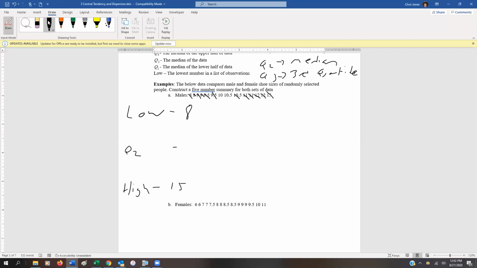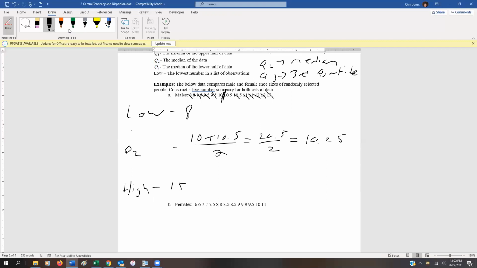And notice what happens is that we end up with 2 middle numbers. We end up with a 10 and a 10.5. And you might recall that if we have 2 numbers in the middle, we just add them and divide by 2. So 10 plus 10.5 divided by 2, that's going to be 20.5 divided by 2, which is 10.25.